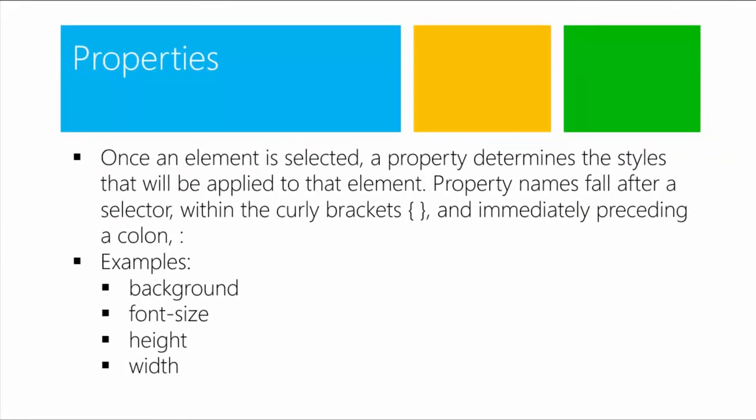Properties. Once an element is selected, a property determines the styles that will be applied to that element. So property names fall after the selector within the curly brackets and immediately preceding a colon. So for example, you can use background, font size, height, width, and so forth.